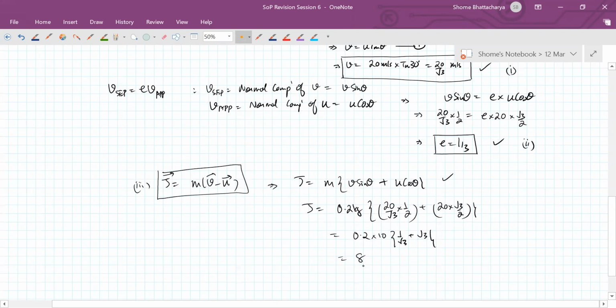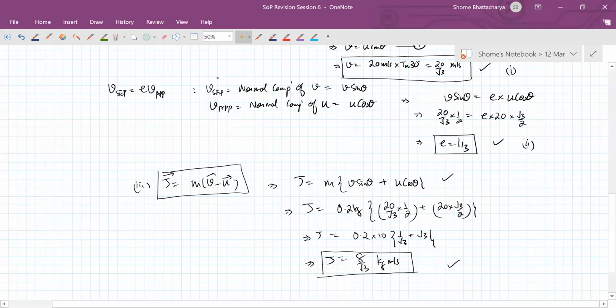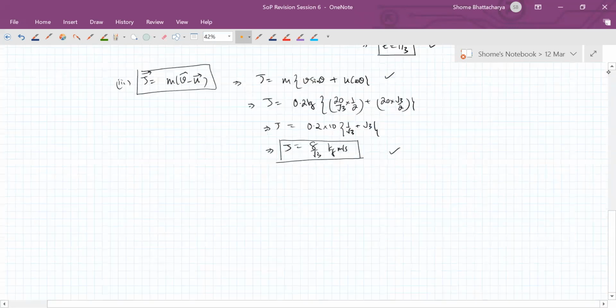So 8 by root 3 kg meter per second. This will become the magnitude of the collision impulse. So this is the answer to the third and final part of the question. So I'll just leave you with a minute or two to go through this solution, and then we'll come to the next part of collisions.